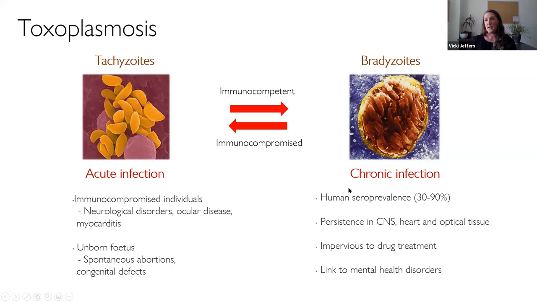And so these bradyzoites form tissue cysts. They really like to persist in the central nervous system, so you'll see a lot of cysts in the brain and the cardiac muscle, and often the optic nerve is also a hotspot for bradyzoite cysts. Unfortunately, this stage is impervious to any drug treatment that we currently have. So this is a lifelong chronic infection. Once a person's infected, they'll carry this infection for the rest of their lives.